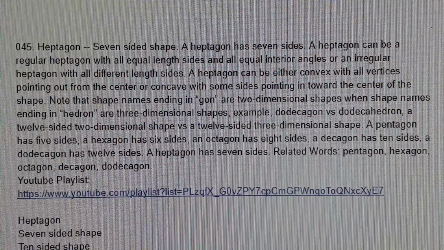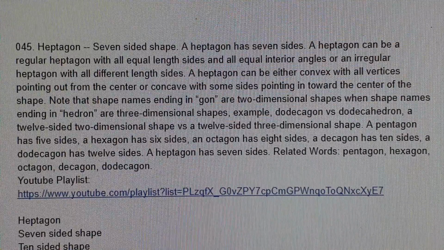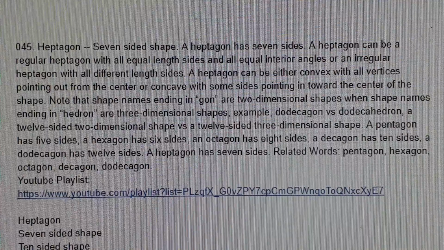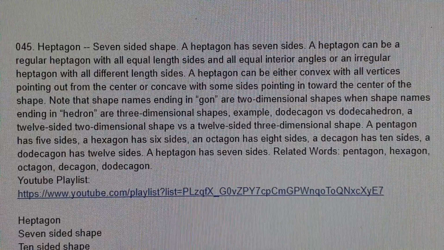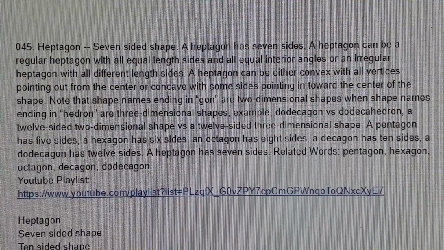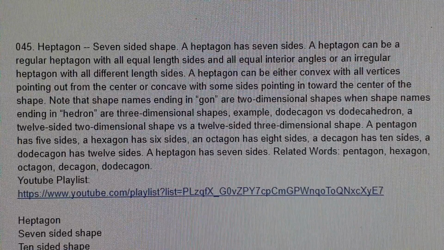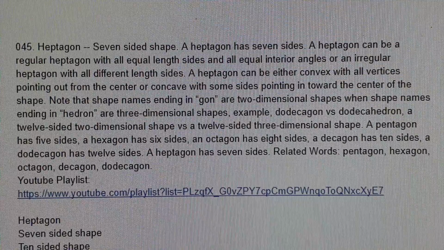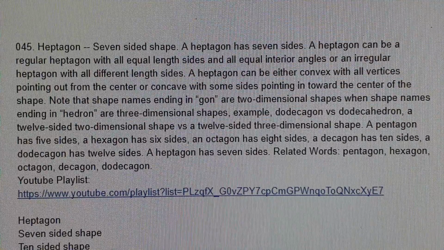Heptagon, seven-sided shape. A heptagon has seven sides. A heptagon can be a regular heptagon with all equal length sides and all equal interior angles, or an irregular heptagon with all different length sides.